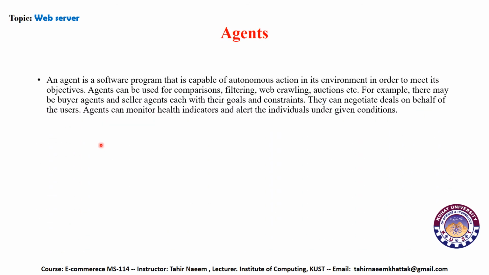Agents. An agent is a software program that is capable of autonomous activities in the environment in order to meet set objectives. Agents can be used for filtering, web crawling, auctions, etc. For example, there are buyer agents and seller agents, each with their goals and constraints. They can negotiate deals on behalf of the user. Agents can monitor health indicators and alert the individual user under given conditions.